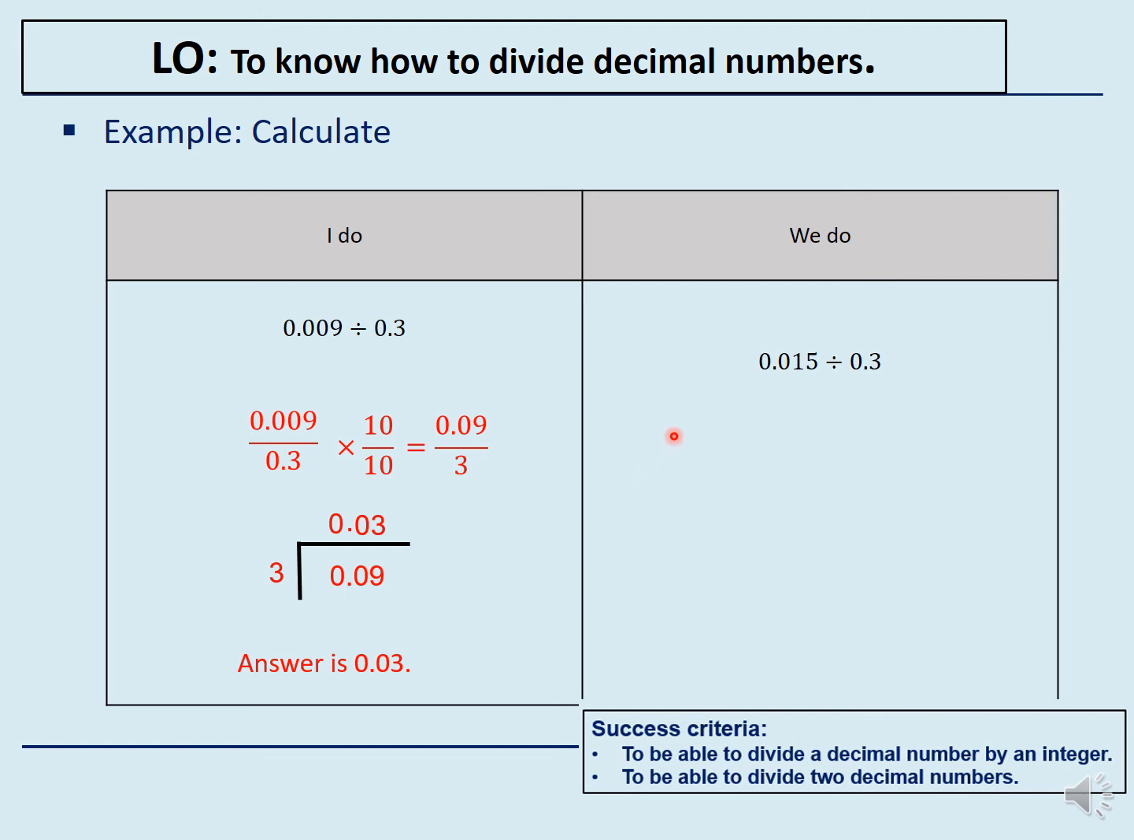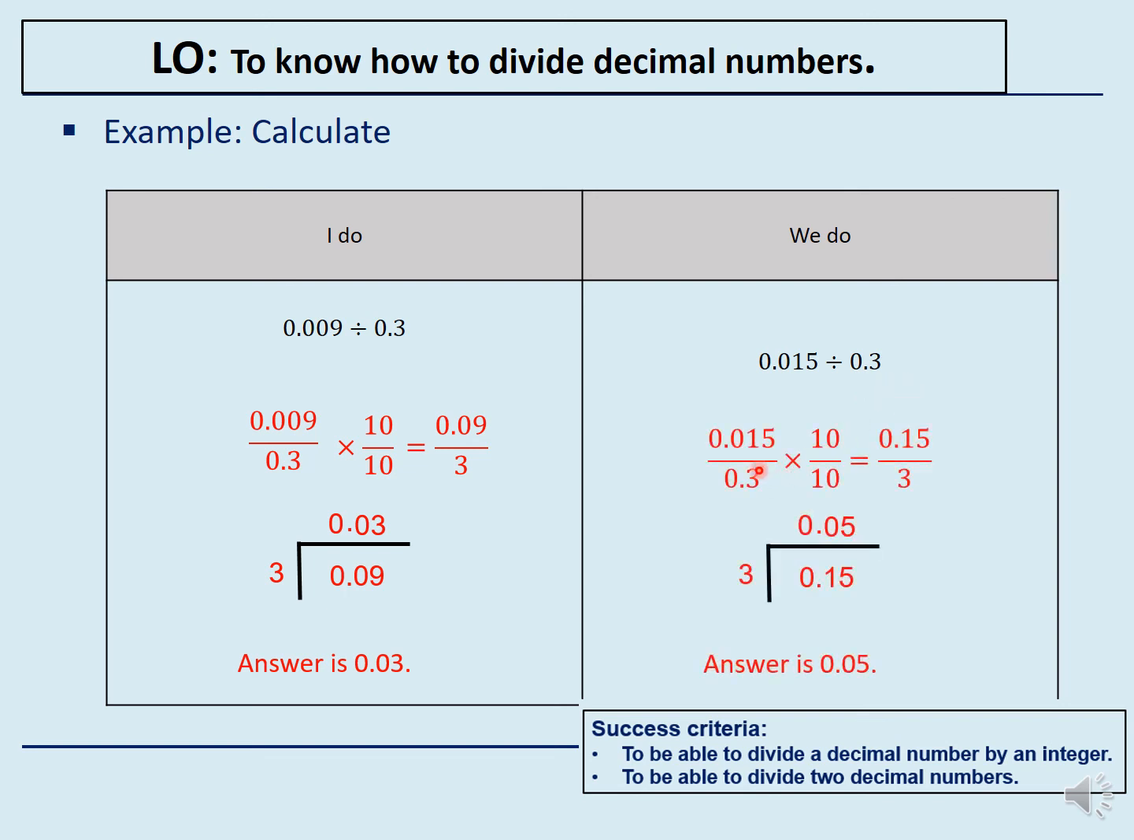Okay, now let's go through the answers together. Again, we have a decimal number dividing by another decimal number. So the divisor is a decimal number. I need to get rid of that decimal number here. To do so, I need to follow this step to write them as a fraction.